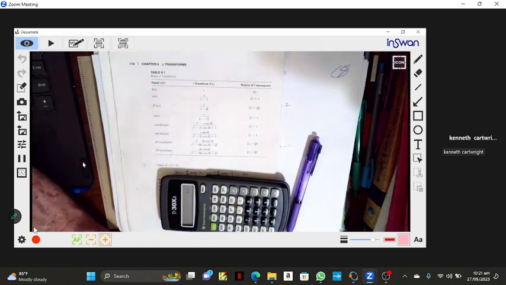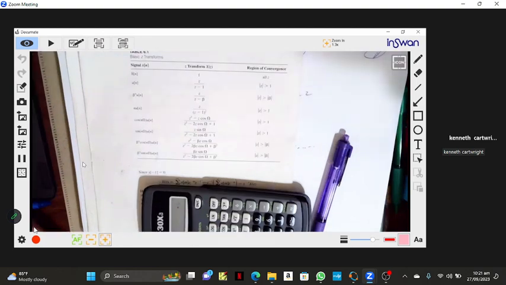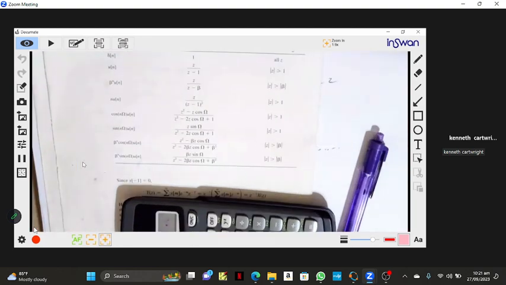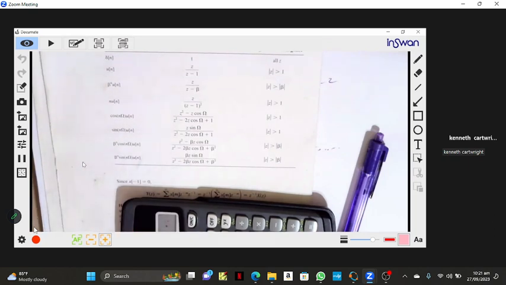See this table? This is table 6.1. You must learn table 6.1. The z transform of the impulse function is 1. The z transform of the step function is z over z minus 1. Actually, all of these are multiplied by the step function.